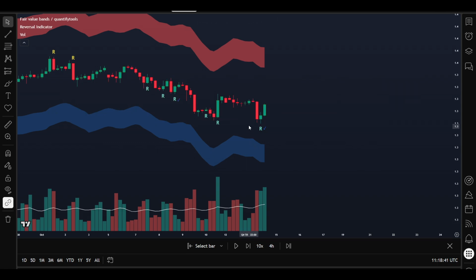Long setup checklist. First, location. Price pulls into or touches the lower extreme band of the fair value bands. That's your oversold in context clue. Second, reversal mark. The reversal indicator prints a sky blue R followed by a checkmark. The checkmark is the go, no-go. Third, participation. On the entry bar, the volume bar is green and above its white MA.